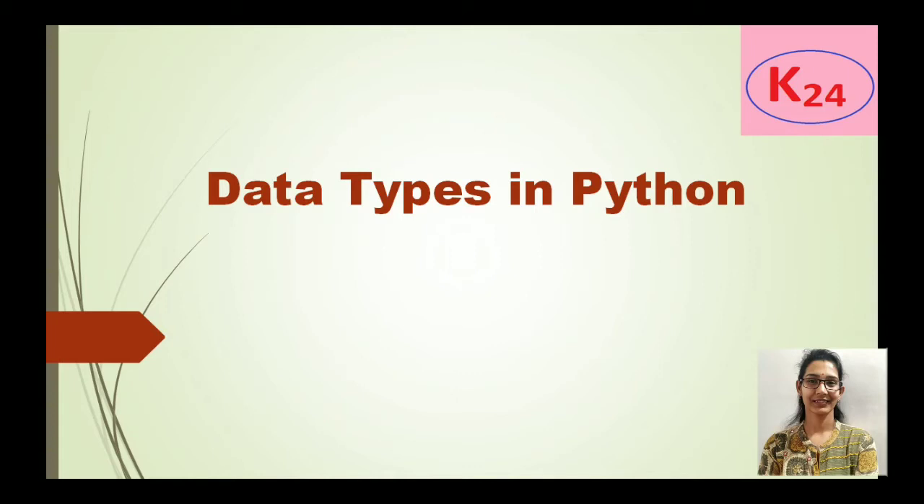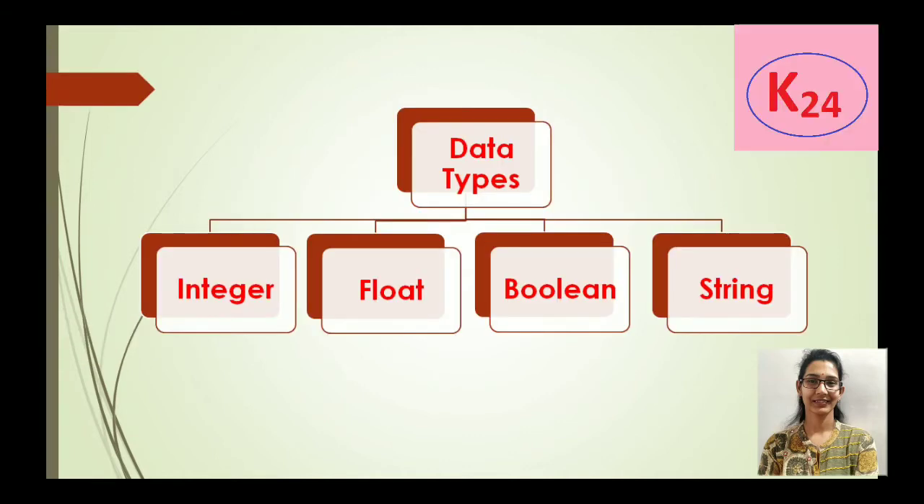Now, Python is a widely used and very popular programming language for data science and handling large amounts of data, that gives the following data types facilities to the programmer. The first one is integer, then float, then third is Boolean and fourth is string. So let's start with the integer data type.